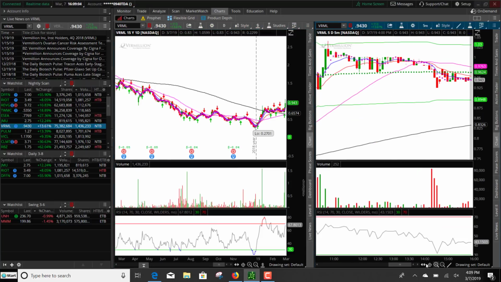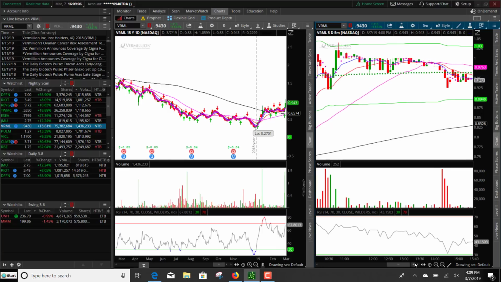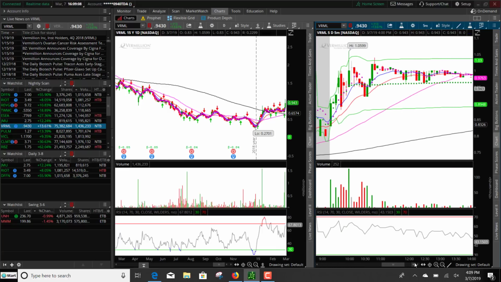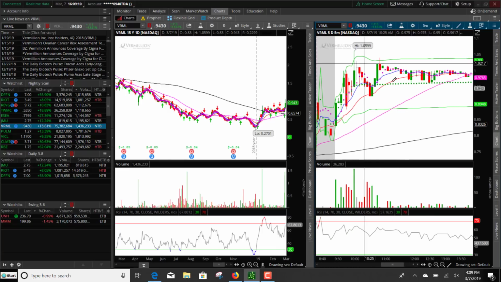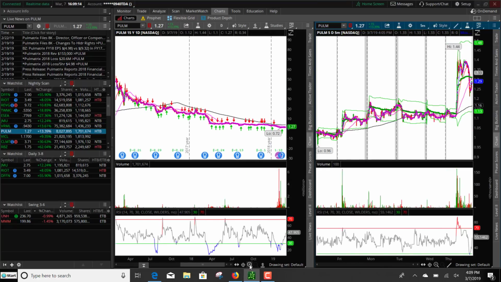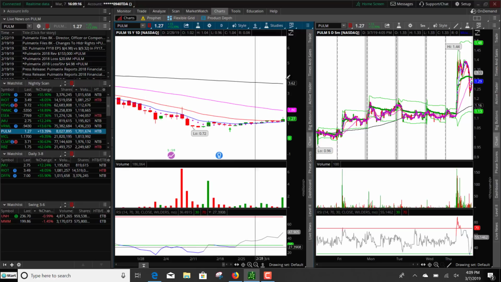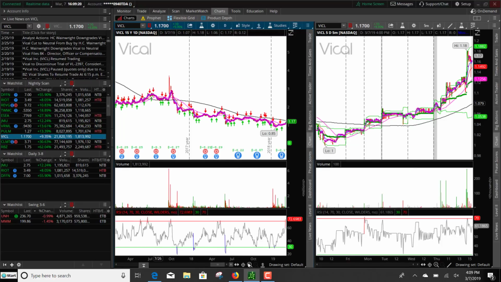So this was one that you could have traded during the opening, kind of. It's kind of messy, and then it just range traded all day, so I don't like that. PULM. Nope, right between support and resistance. So let's take a look at VICL.